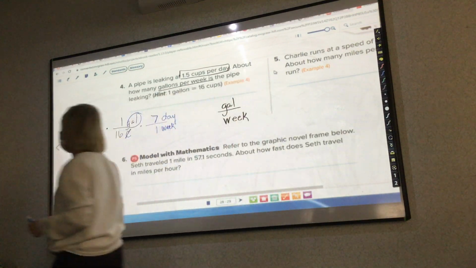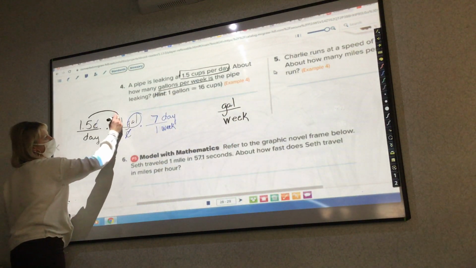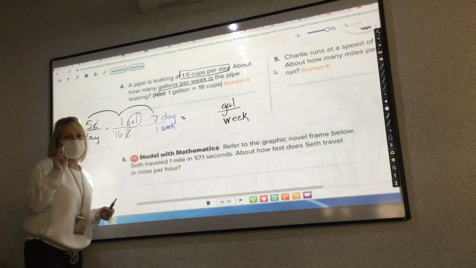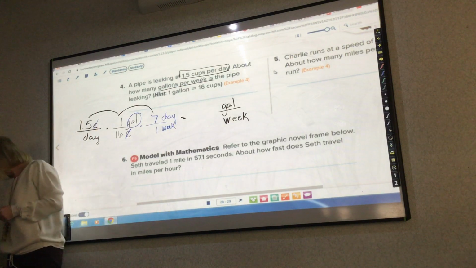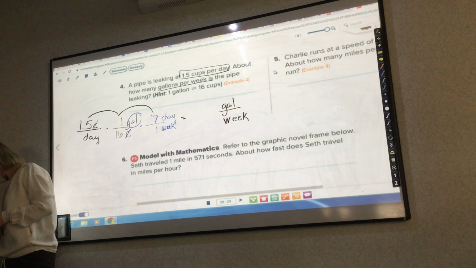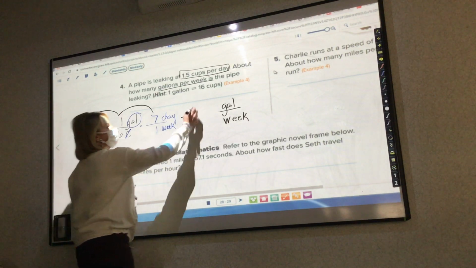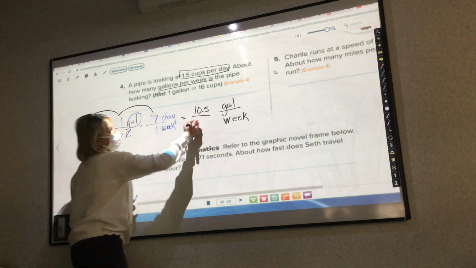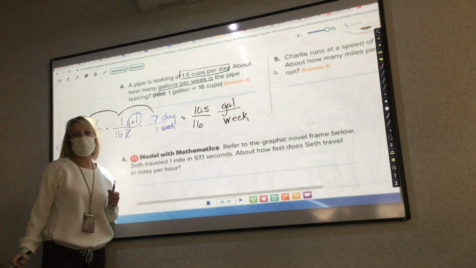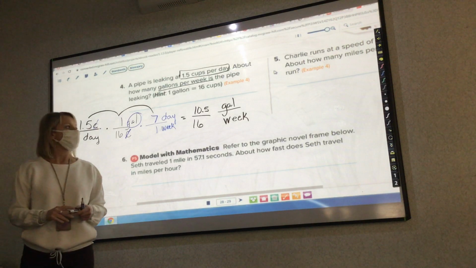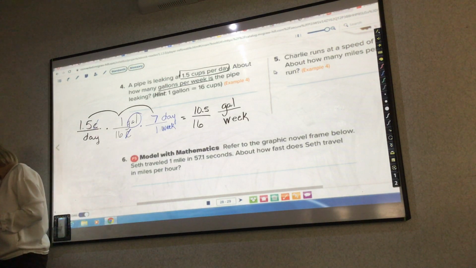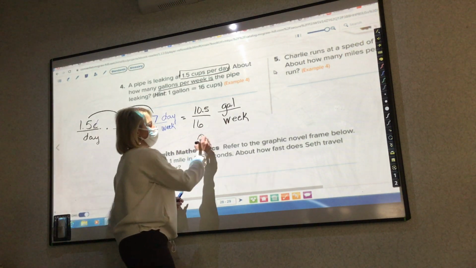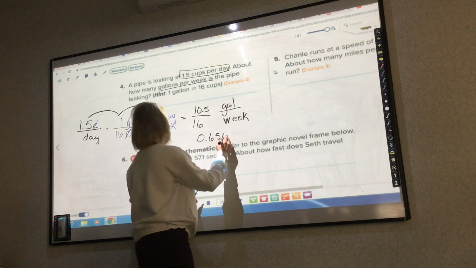So then I do 1.5 times 1 times 7. So it's 1.5 times 7. I just want that answer. What's 1.5 times 7? 10.5. I got 10.5, over 16. Then this is what you put in your calculator again. You divide it. Yep, very good, Ollie. 10.5 divided by 16. 0.65625. Yep.